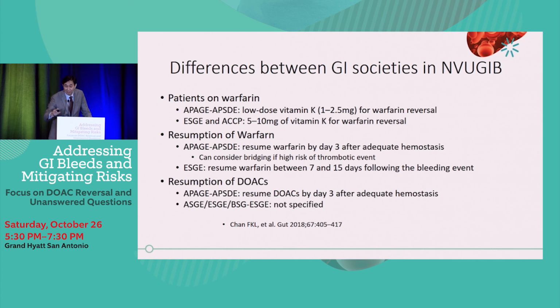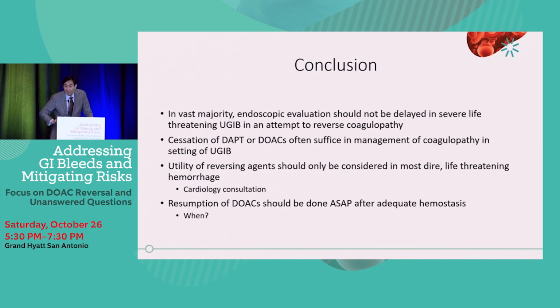So in summary, in the vast majority, endoscopic evaluation should not be delayed in severe life-threatening bleeding in an attempt to reverse coagulopathy. Again, I emphasize that. The cessation of dual antiplatelet therapies or DOACs often suffices in terms of managing the coagulopathy in the setting of upper GI bleeding, and the use of a reversing agent should only be considered in the most dire life-threatening circumstances.